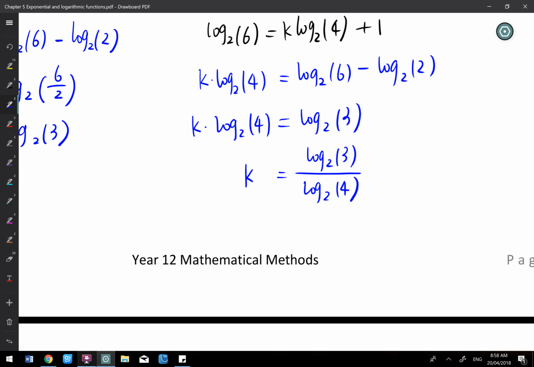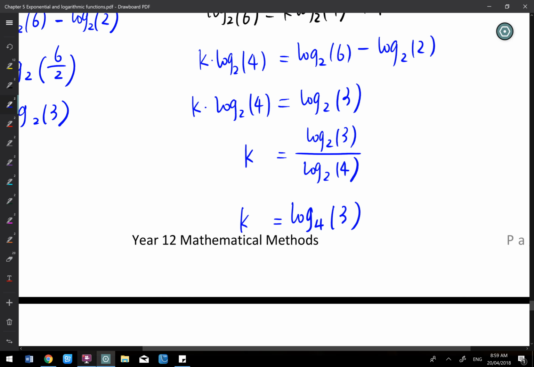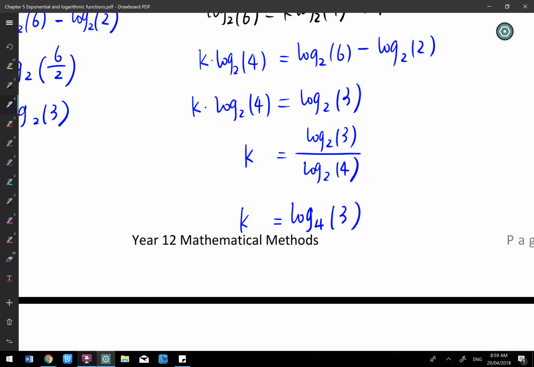So k equals log 2 3 divided by log 2 4. You can either keep the answer like this, which is exact, or when two logs divide each other, you can use the change of base formula to make that back into one log. The bottom one is the base, so it's log 4 3. That's what we can do.